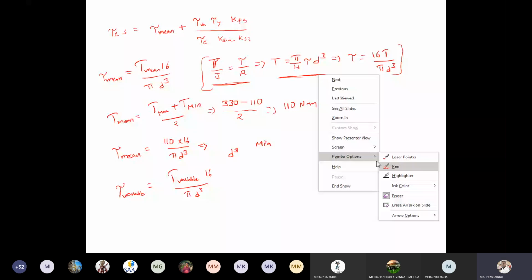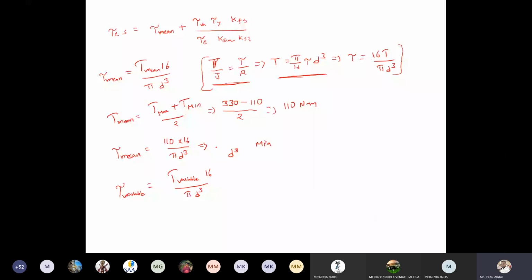Calculate properly. If you make a mistake, the total is going to come 560. Okay. Now what is the variable? Calculate it. The variable is, just put it as a positive symbol here: 330 plus 110 by 2. It means 220. The variable is 1120.45. Very good. 1120.45 by d cube megapascal.